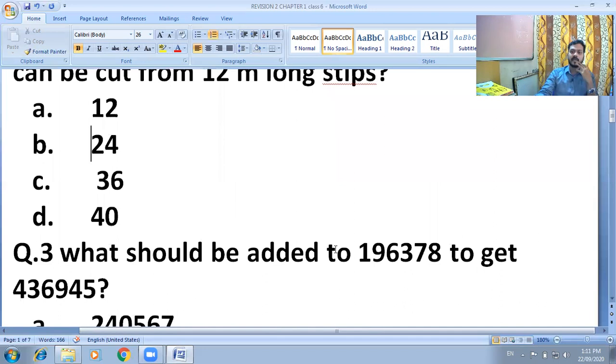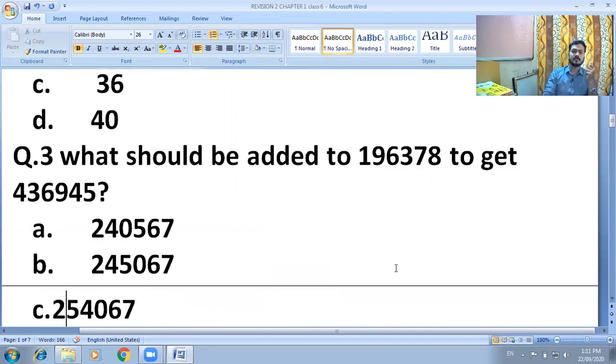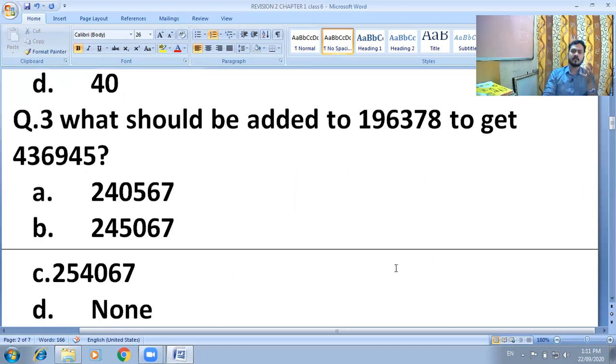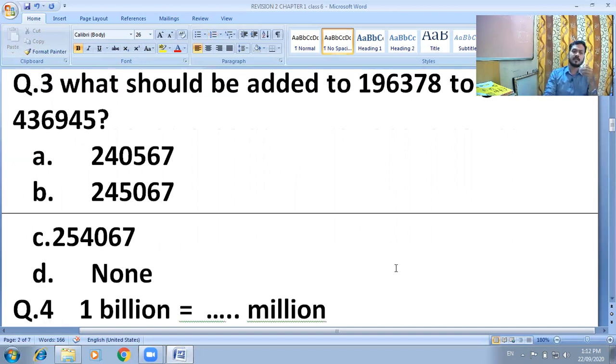What should be added to 196,378 to get 436,945? Okay, what should be added? So what should be added to the given number? Then we will get our answer. Okay, you can select from the 4 options given on the screen.